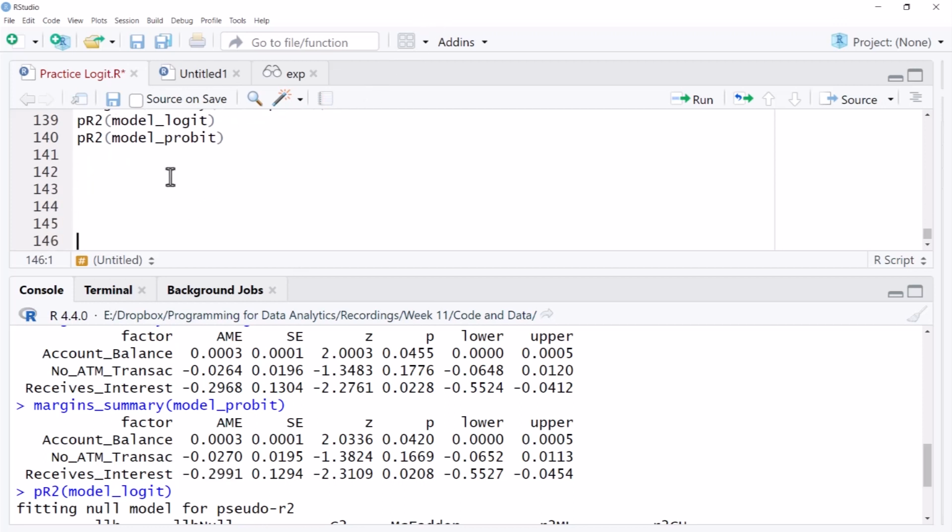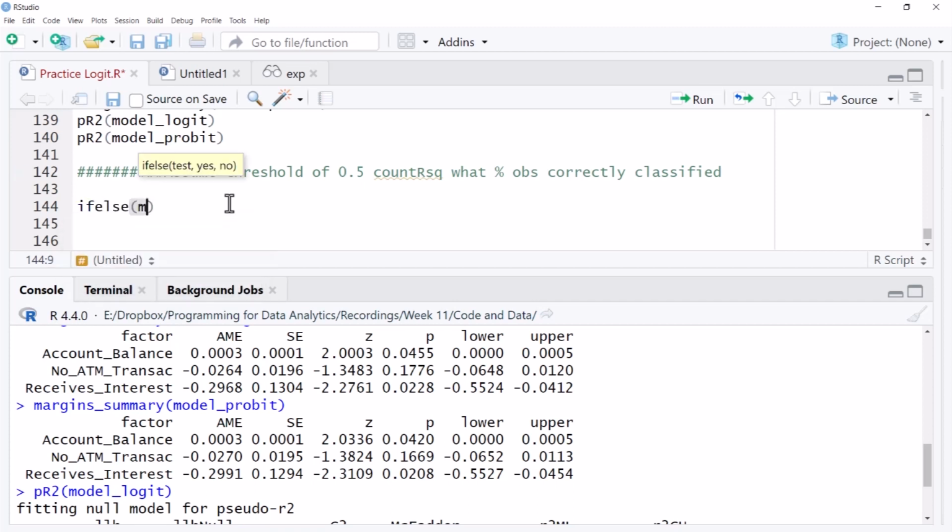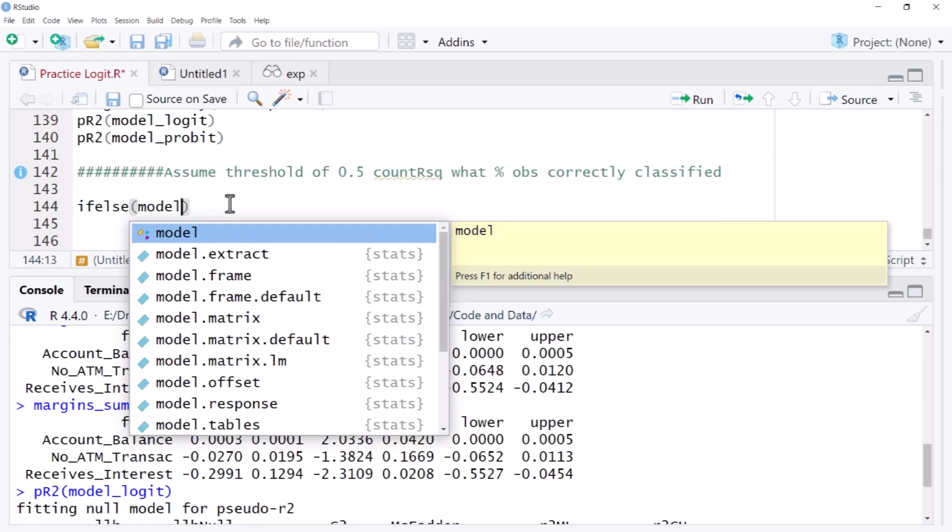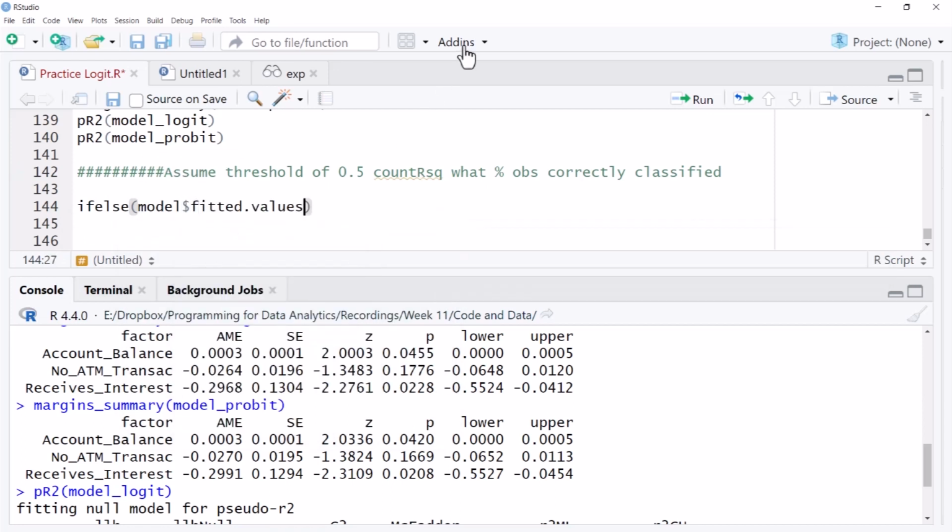Finally, in the last part, we'll compute another measure. We'll assume a threshold of 0.5, and we'll compute the count R square measure. That means what percent of observations are correctly classified with a threshold of 0.5. Now, this requires first using the threshold to classify the predicted values into ones and zeros. So first, with if else, we need to use the model fitted values.